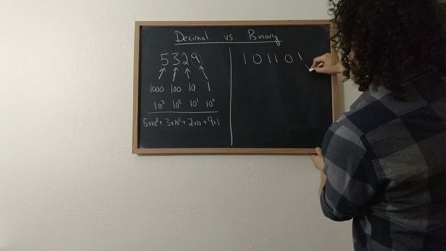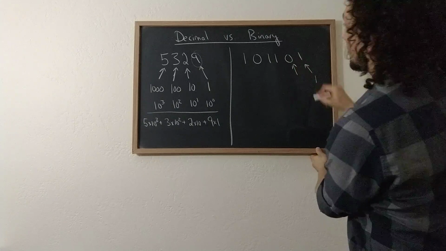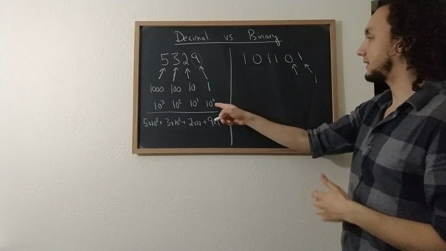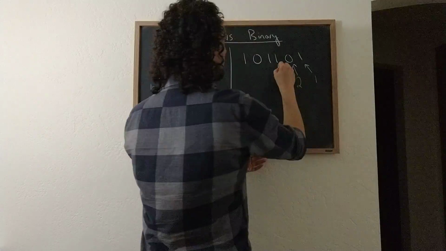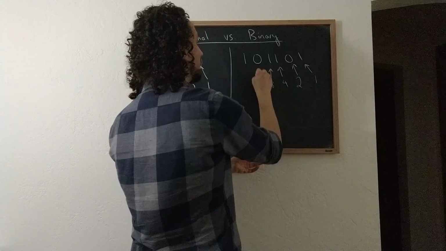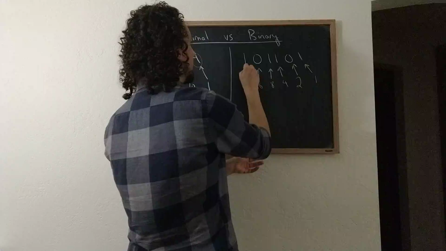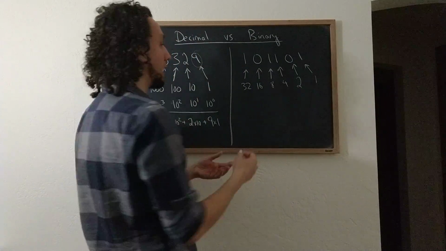And it works the same as decimal works. This is the ones column. Instead of being the tens column, this is the twos column. This here is the fours column. This is the eights column. This is the 16s column. And this is the 32s column. And that corresponds to the powers of 2.